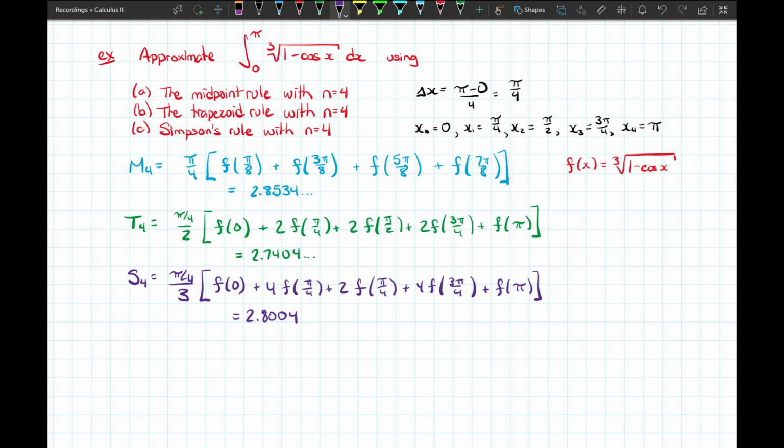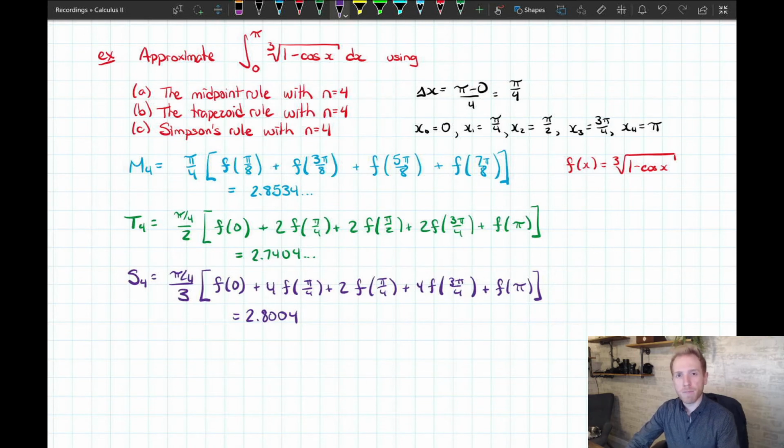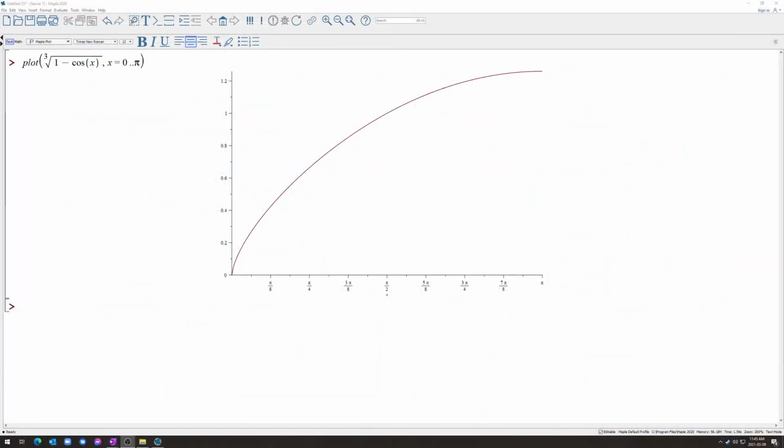Now, if you want to understand roughly why we have trapezoid being a little lower than the other two, you might want to try to graph this function. Luckily, I've already done that in Maple, because it's not exactly an easy one to sketch by hand. So let's take a look and see what kind of shape this gives us. Here is that function, the cube root of 1 minus cosine x, and I'm graphing that from 0 to pi. So you can see where those rectangles would be. Now, this is not only always increasing over that interval, but it's also concave down.